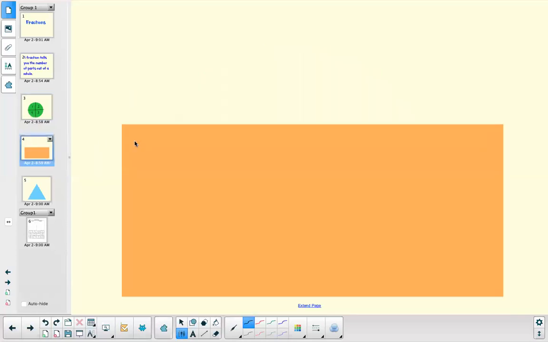Let's look at this rectangle here. Where would you make a cut in this rectangle to have two equal parts? Does this create two equal parts? I see one part here and one part here. Are those equal? No, they are not equal. One side had more than the other.